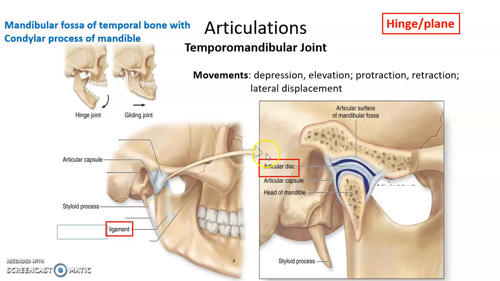And of course the ligaments, lots of ligaments holding the bones all together. And the temporomandibular joint allows for depression and elevation, protraction and retraction, and also lateral displacement. You can move your jaw side to side. So a lot of motions at this modified hinge/plane joint.